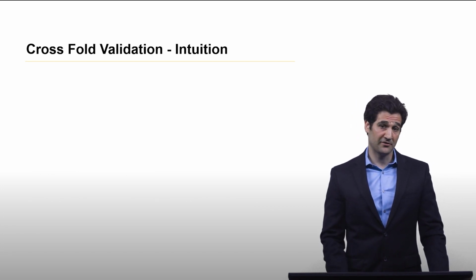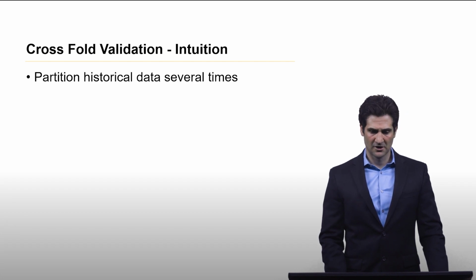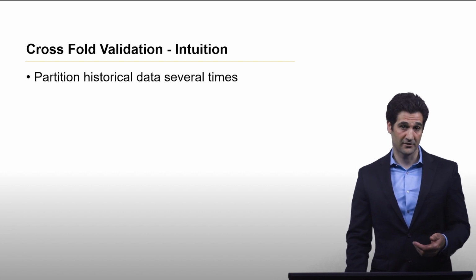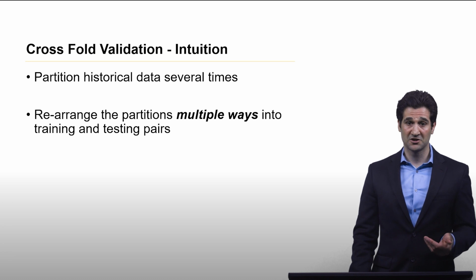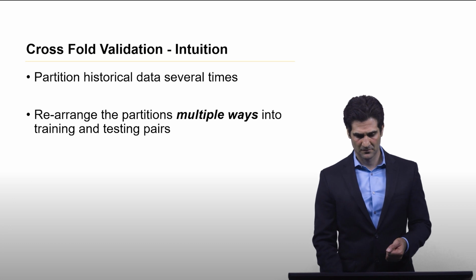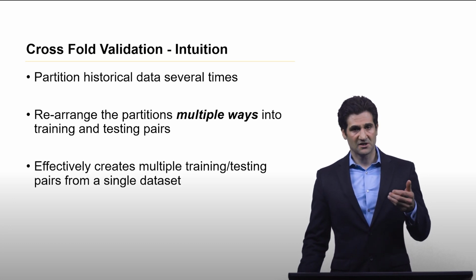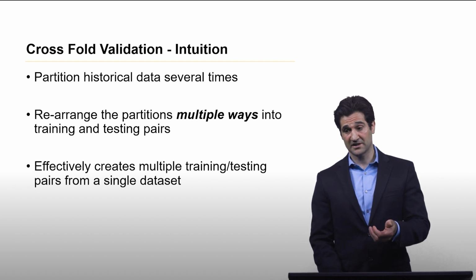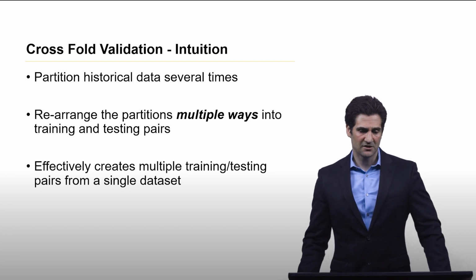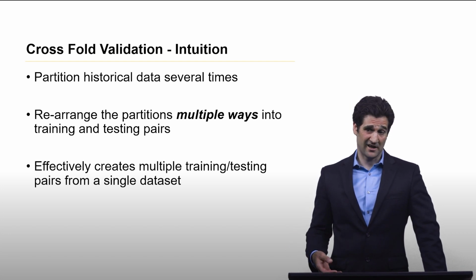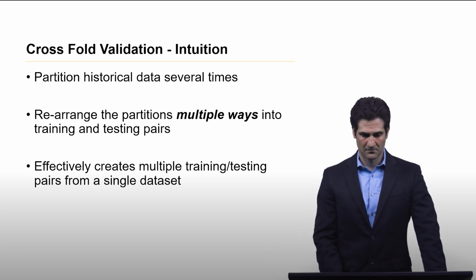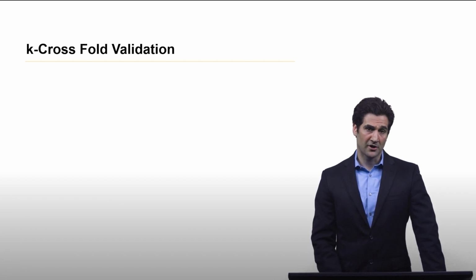So this is where cross-fold validation comes into help. The idea is that we take our historical data and we partition it several times over. Then we rearrange those partitions in multiple ways to have different training and testing pairs. Each of those pairs we could consider a single data set. And so we might have multiple evaluations, and we can look at an aggregate, such as an average or median, of performance scores over those multiple evaluations.